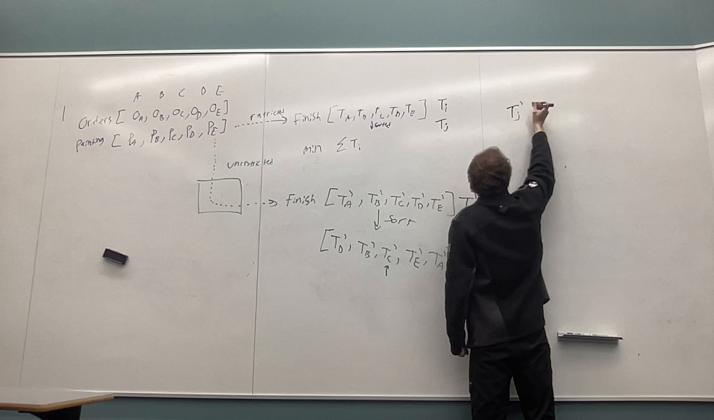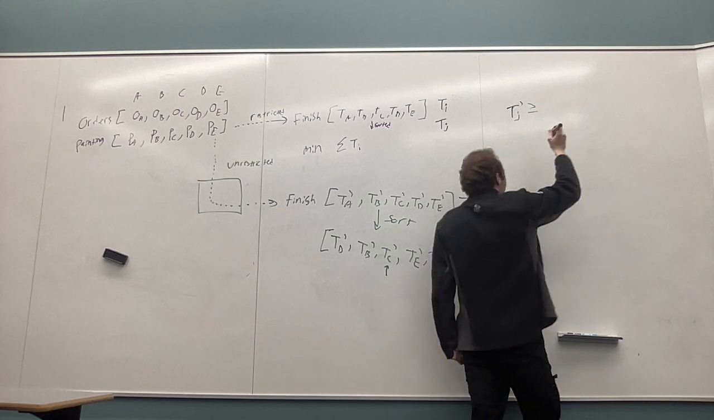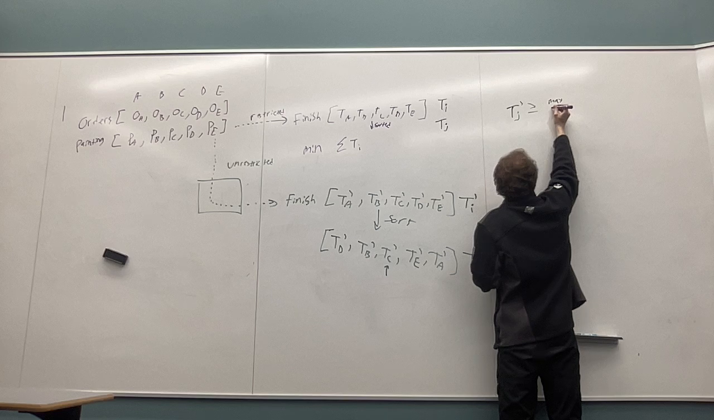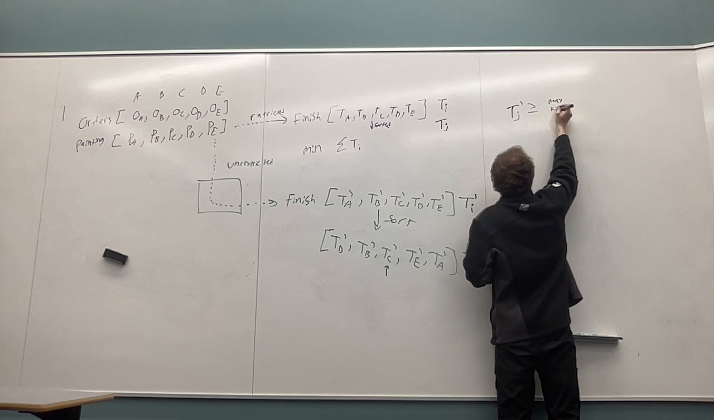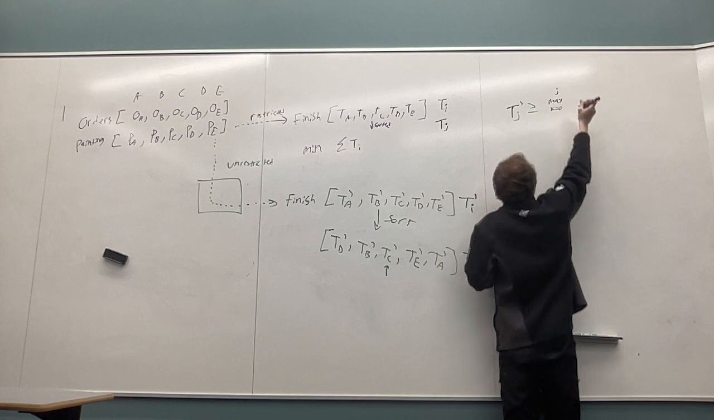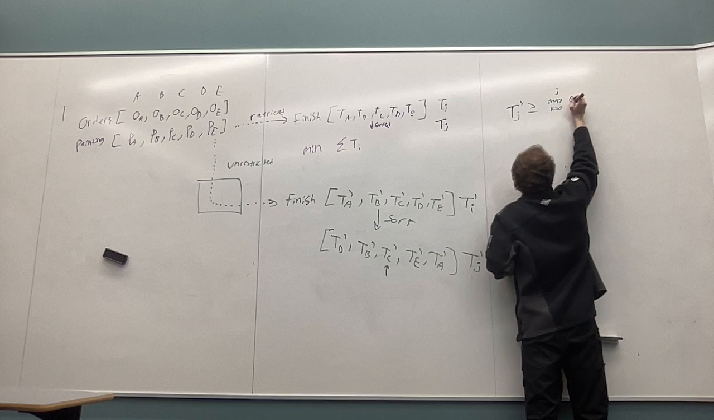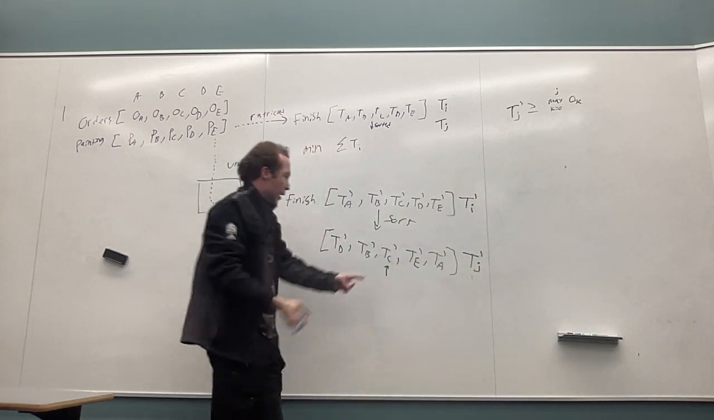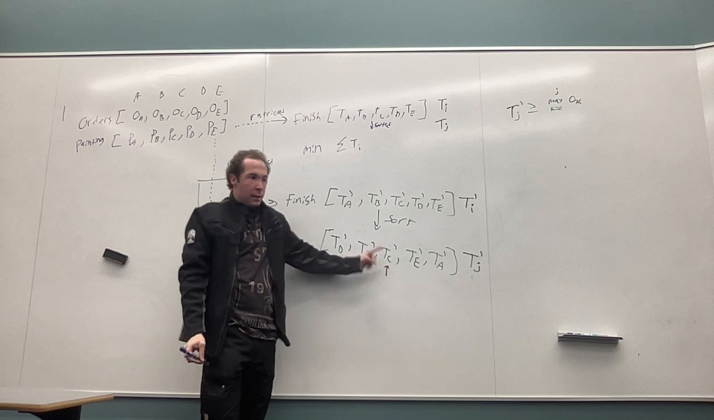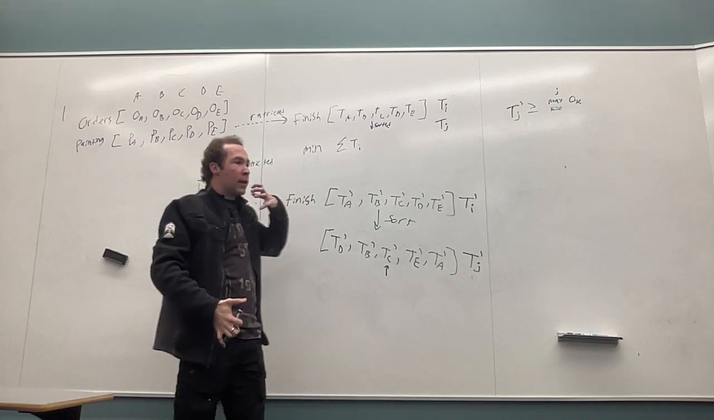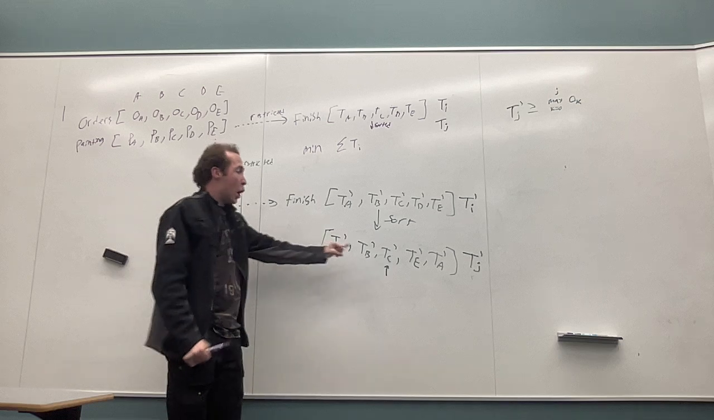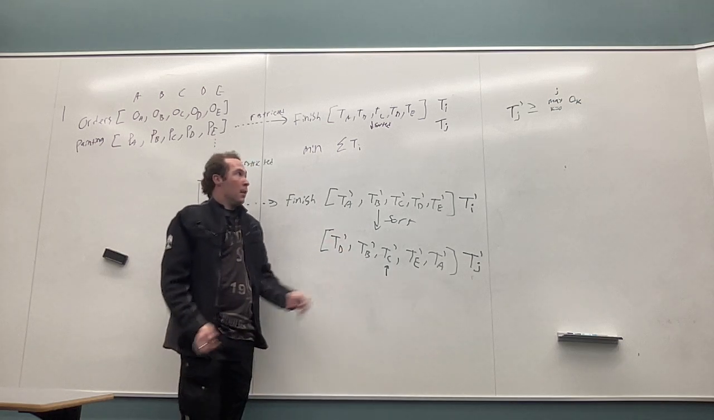T_j prime has to be greater than or equal to the max from k equals 0 to j of the order times of k. What does this mean? Take T_C prime, or the C project. We know we finished D before it. We know we finished B before it.